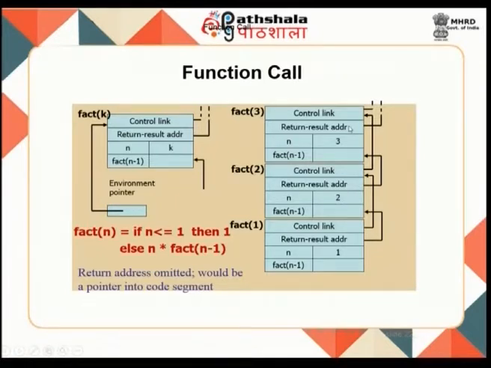So, it was called in this order: factorial 3, factorial 2, factorial 1, but it will be popped off the stack in the order factorial 1, factorial 2, factorial 3, and the result will be passed on correspondingly.